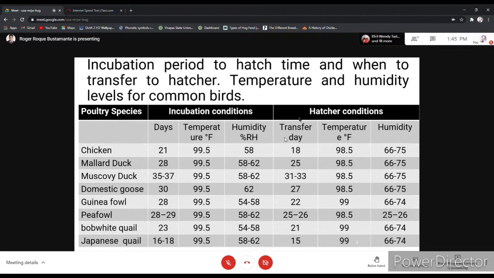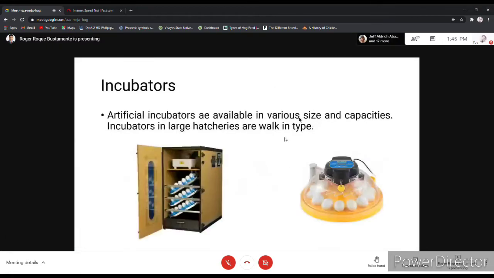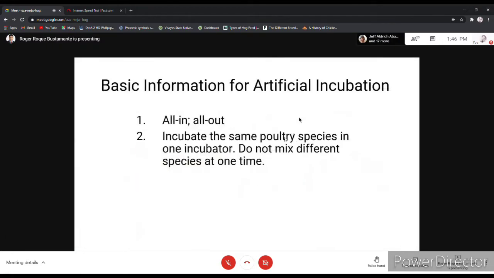And for your quail, when it hatches, even if it has the same humidity, the quail hatches earlier. So it's still not the same. You have to practice the same species at a time in one incubator. Okay. They are different, they have different requirements, no?